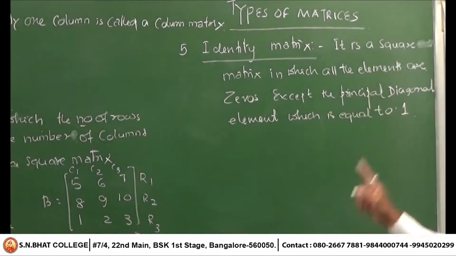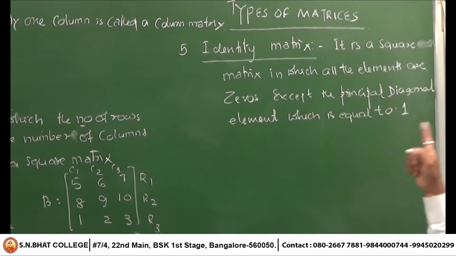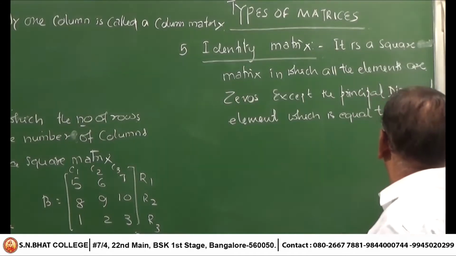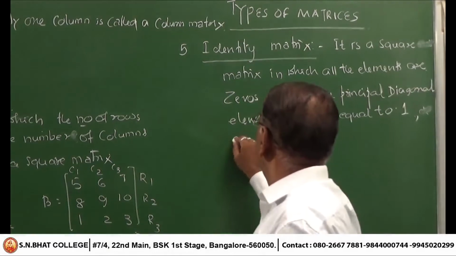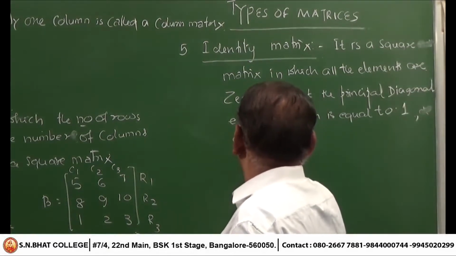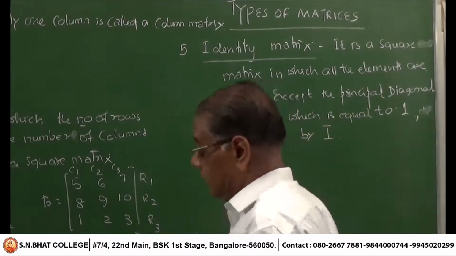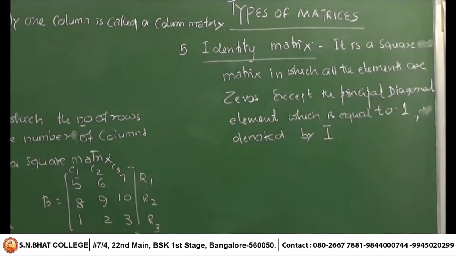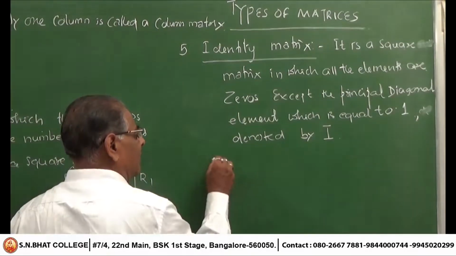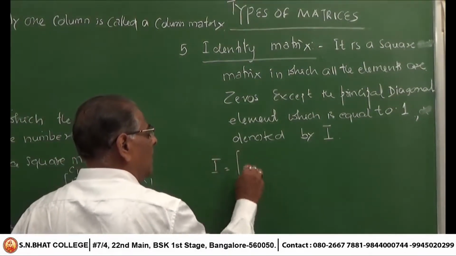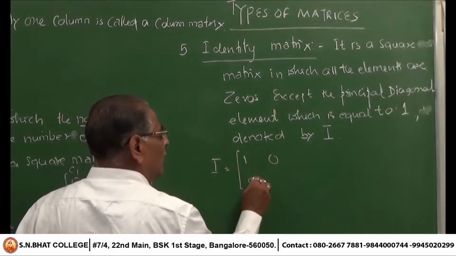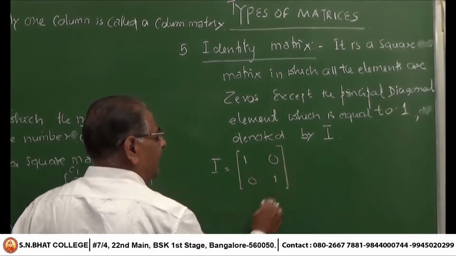See, an identity matrix is a square matrix in which all the elements are zeros except the principal diagonal element, which is equal to 1. Identity matrix is always denoted by capital letter I. I will give an example for an identity matrix. I is equal to 1, 0, 0, 1. This is one identity matrix.